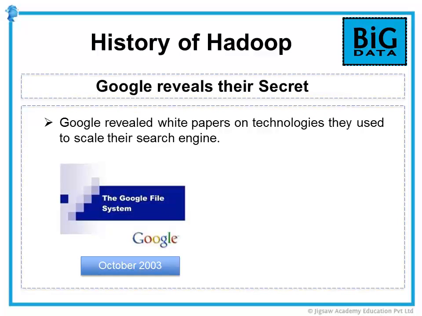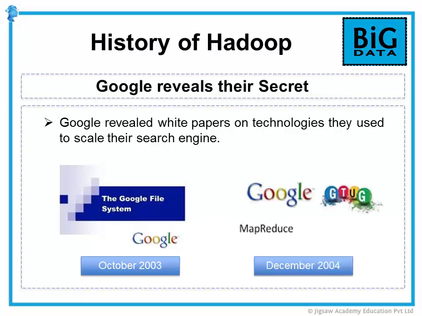It was around this time, around October 2003, that Google published a paper describing the Google File System. Subsequently, in 2004, Google also released another white paper on their MapReduce framework. Google claimed to use these two technologies for scaling its own search system. We all know the power of the Google search engine, and so did Doug Cutting.